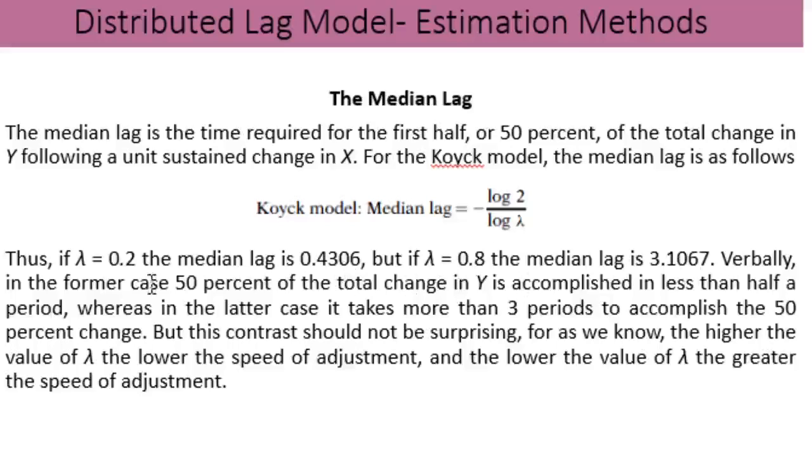Verbally, in the former case, 50% of the total change in y is accomplished in less than half a period, whereas in the latter case it takes more than 3 periods to accomplish the 50% change. The higher the value of lambda, the lower the speed of adjustment. This is the reason: in order to make this adjustment, it will take a longer period. If lambda is small, then the speed of adjustment will be high.